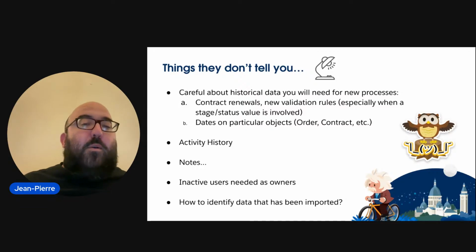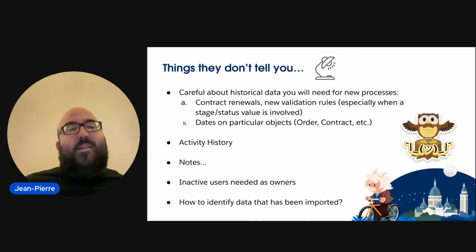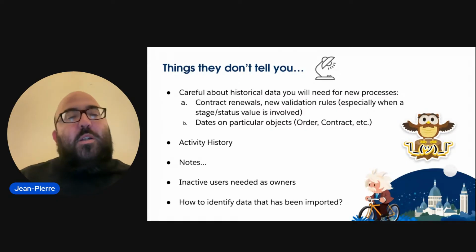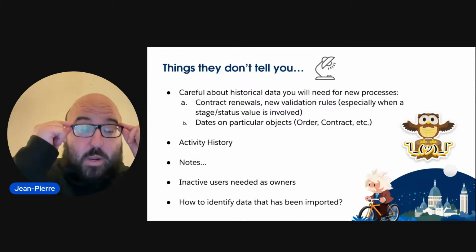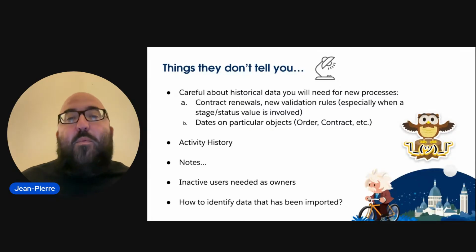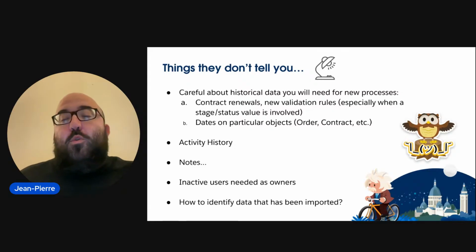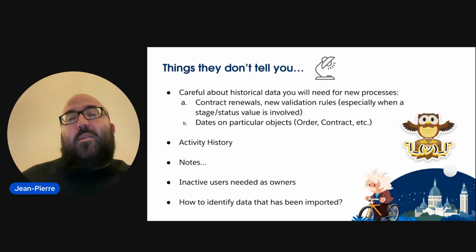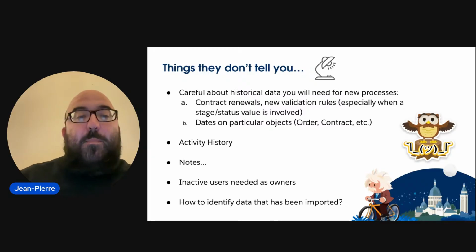Be careful about the historical data and how you will need that for new processes, especially about contract renewals. I've got maybe an automation in my Salesforce to work on renewals in contracts. Do I have the right data to go with that? I am putting in place new validation rules. I should have that data when I arrive at that stage. Are you making sure that that data is actually there when you migrate the data? Because in that case, for example, it could be impossible for a user to change something in the org even though they are allowed to, because the validation rule is triggering too quickly.